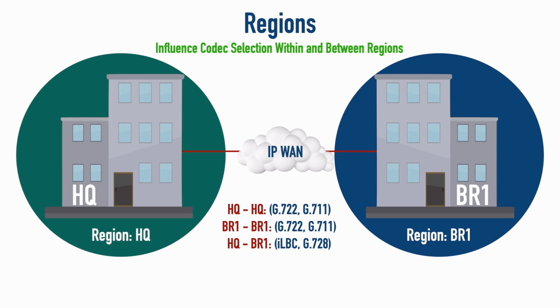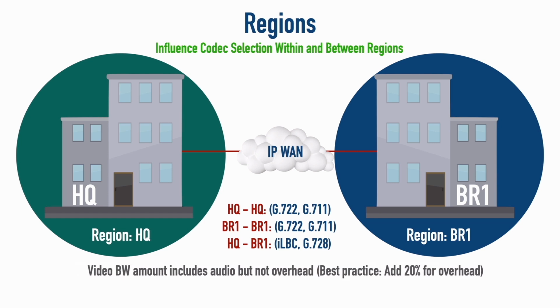Now what about video? When we specify video in a region's configuration, we're not saying here's the video codec, such as H.264. No, we're actually specifying a bandwidth amount. However, that amount that we put in for the video bandwidth, that includes not just the video, it also includes the audio stream. However, it doesn't accommodate for any overhead. So let's say the video bandwidth was set to 384 kilobits per second.